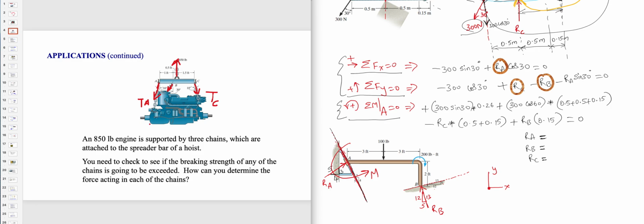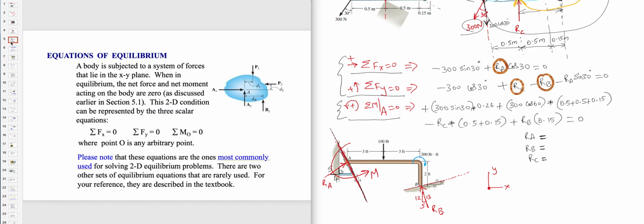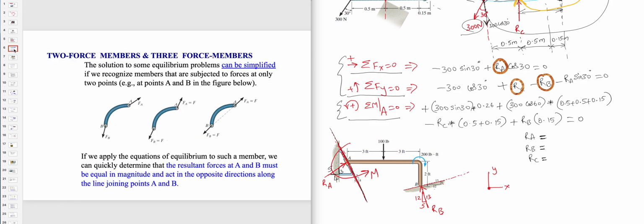And we have to draw the free body diagram and then apply the equilibrium equations. So the equations of equilibrium are sigma Fx equal to 0, sigma Fy equal to 0, and sigma moment with respect to a point in the system equal to 0. This is what we'll apply once we complete drawing free body diagrams.